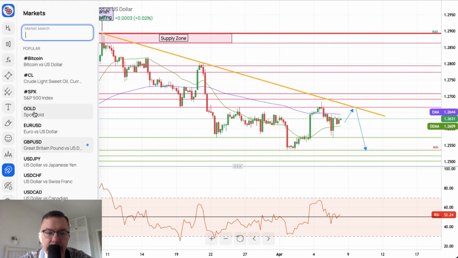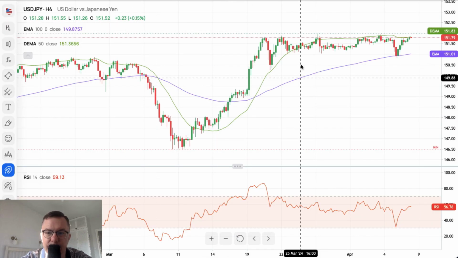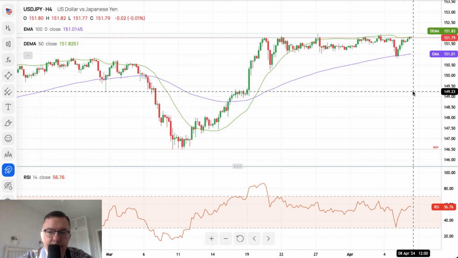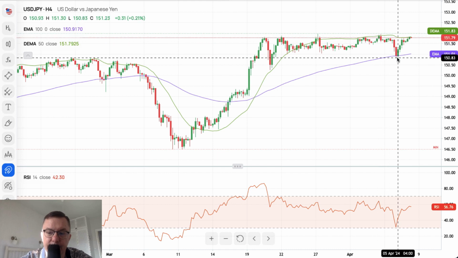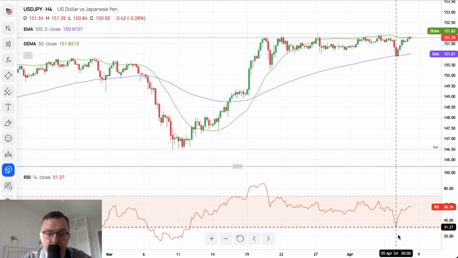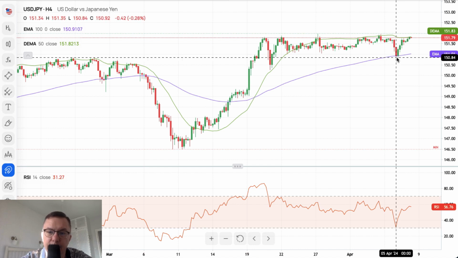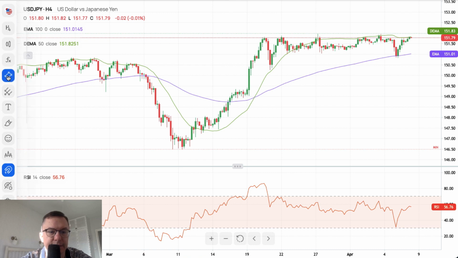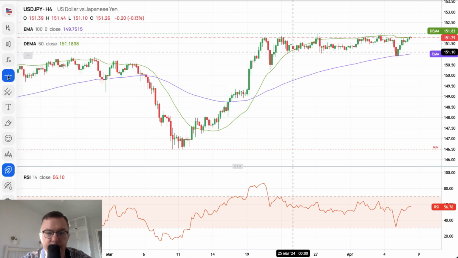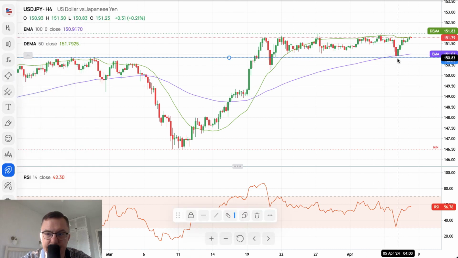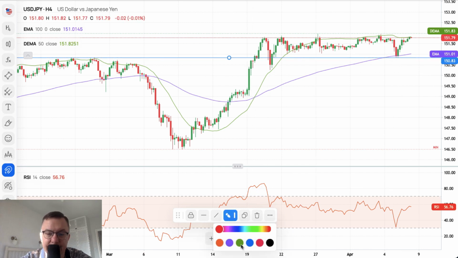And let's take a look at the Japanese yen. US dollar versus the Japanese yen. Oh boy. Very technical market these days. Very nice jump from the extremely oversold market conditions on a 4-hour chart and 100 periods moving average, right? So let's mark some levels. What is going on right now? We got this technical support 150.83. So that's the technical support.